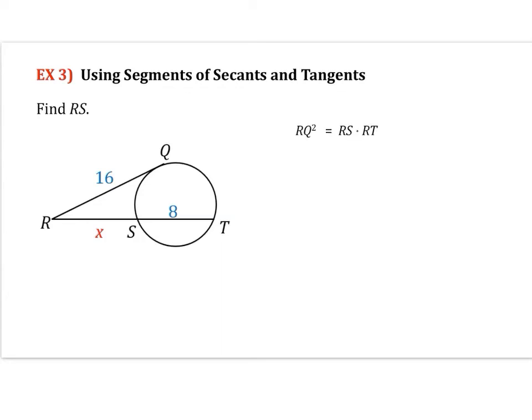So we would set up our tangent squared, so RQ squared equal to the external RS times the entire secant RT. Substitute, so you have 16 squared equals x times x plus 8, resulting in 256 equals x squared plus 8x, because you would distribute here the x times the x, and then the x times the 8.